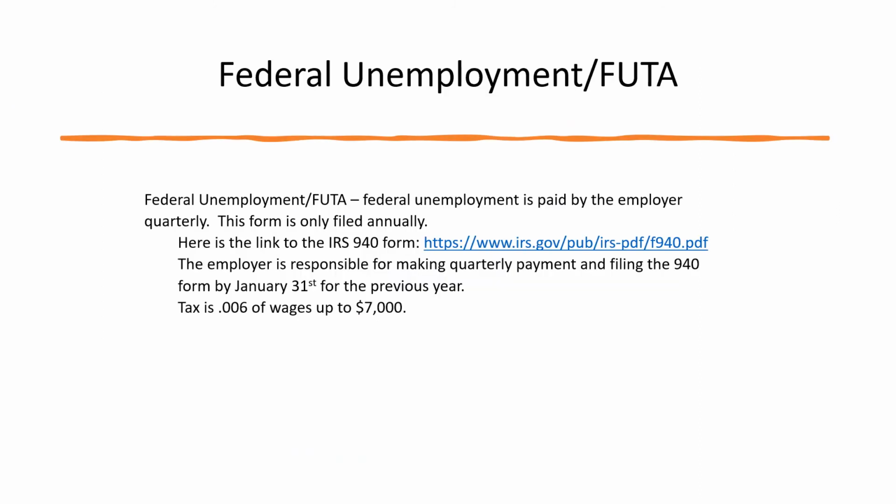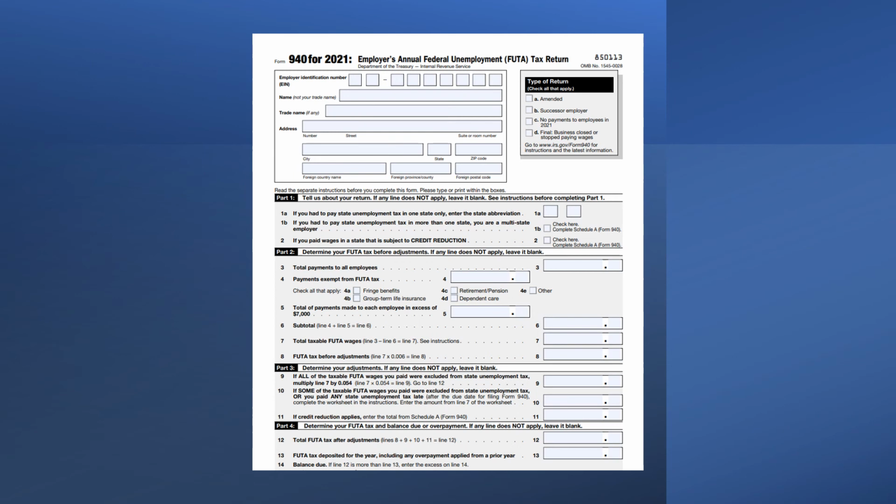Federal unemployment is paid by the employer quarterly. This form is only filed annually. Here's a link to the IRS 940 form, and just know that the employer is responsible for making quarterly payments and filing the 940 form by January 31st for the previous year. Here's an example of the 940 form.